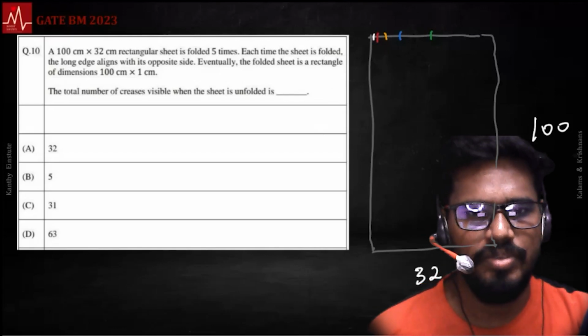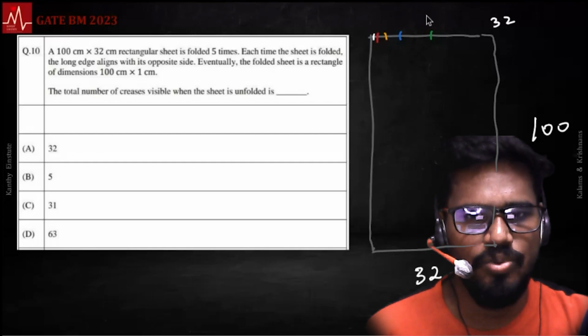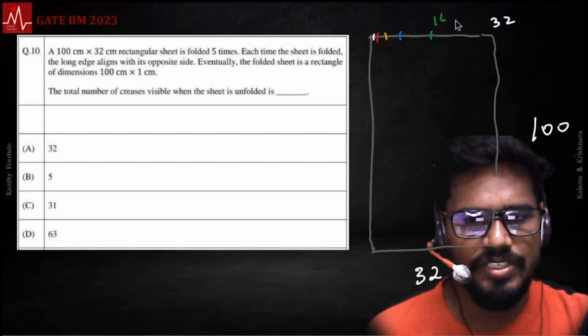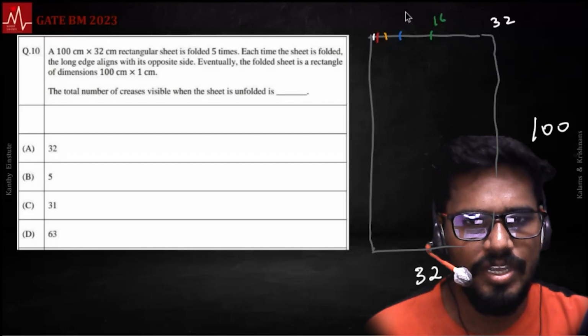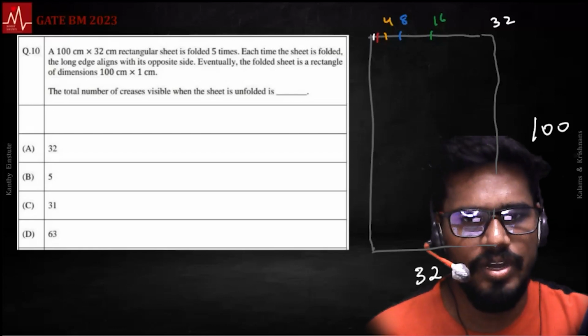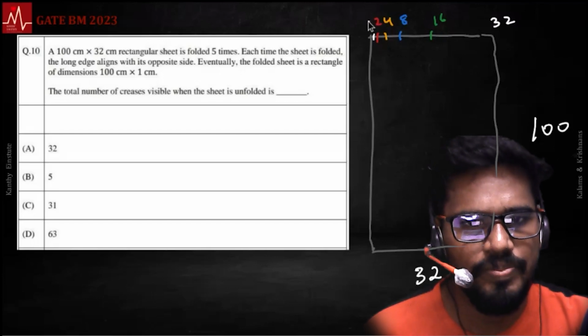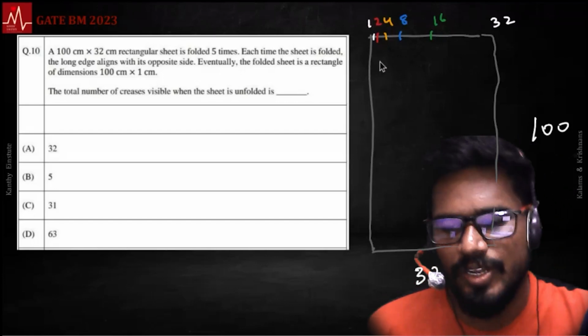So in the beginning I have this. This is 32. The first fold occurs at 16. The second fold occurs at 8. The third fold occurs at 4. The fourth fold occurs at 2. The fifth fold occurs at 1. So every 1 centimeter you have a fold.